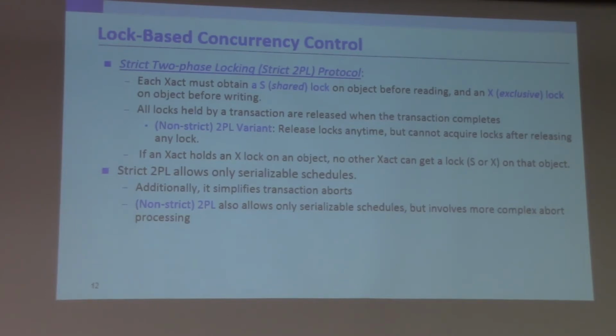Question over there. Would upgrading from a shared lock to an exclusive lock count as acquiring a lock? That's considered acquiring a new lock. It is a new lock, right? Because you had a shared lock, you want to upgrade it to an exclusive lock, that's considered a new lock. Which means if you are thinking about upgrading a lock you have, then before you do that, you cannot release any lock, even in non-strict two-phase locking. Any question on this?